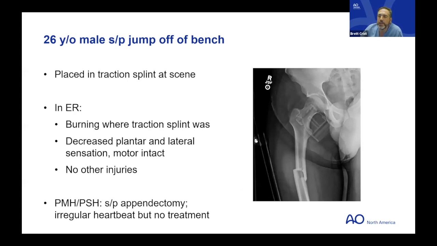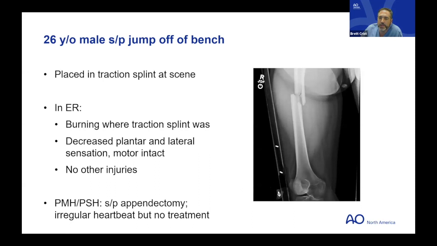This is a 26-year-old male who jumped off of a bench and sustained this proximal third femoral shaft fracture. He was placed in a hare traction splint and started having symptoms from it when he got to the ER, and he had no other injuries. He's relatively healthy and works out a lot. He's the prototypical healthy patient that you want to take care of.